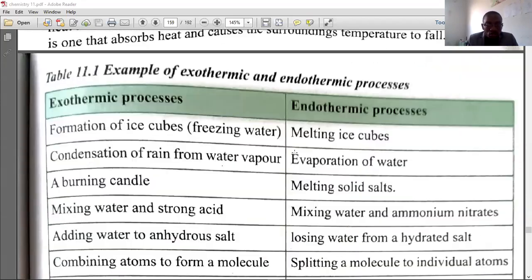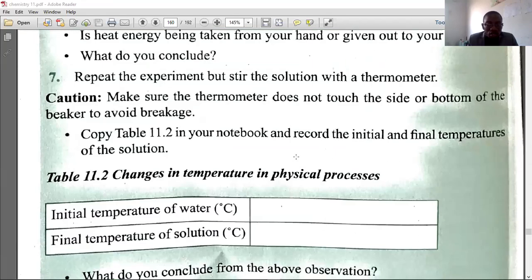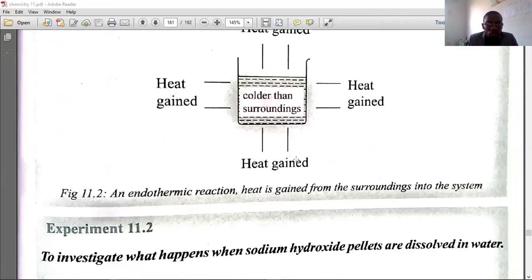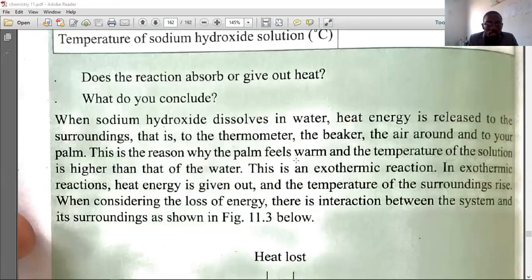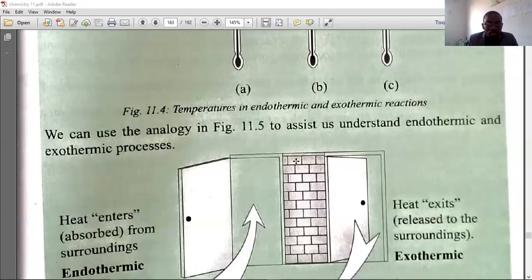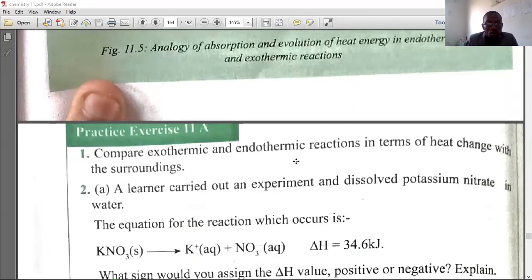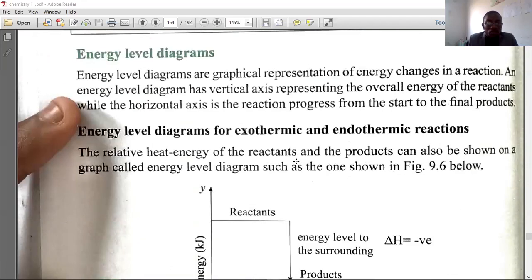Now, I would like us to talk about the energy level diagrams. We have a visual representation of an exothermic and an endothermic reaction, and that visual representation on the x and y plane is what is known as the energy level diagram. Energy level diagrams are graphical representations of energy changes. They show how the energy is changing in a reaction, whether the energy is being released or absorbed. They have a vertical axis which represents the overall energy, and a horizontal axis which represents the reaction progress.